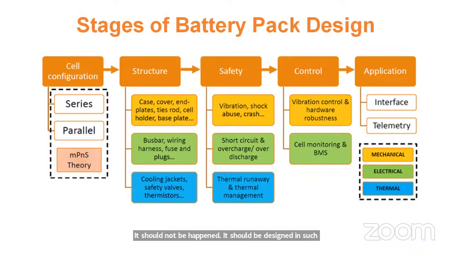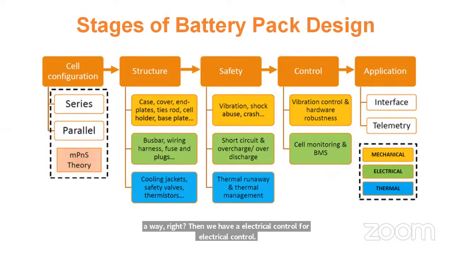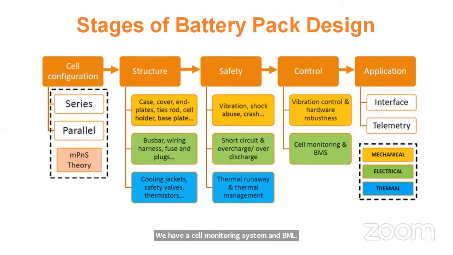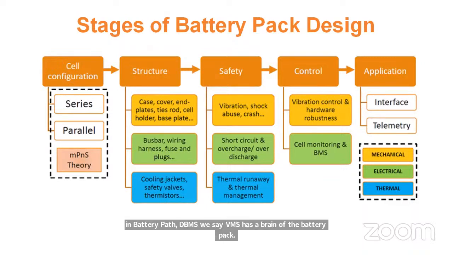Then we have electrical control. For electrical control, we have a cell monitoring system and BMS. So what is BMS? Battery management system. If I say it in layman's language, this battery management system is the brain of a battery pack. For example, in a computer, we call the CPU the brain of the computer. Similarly, in a battery pack, we say the BMS is the brain of the battery pack. Clear?